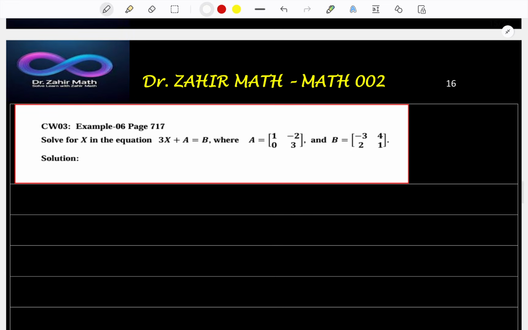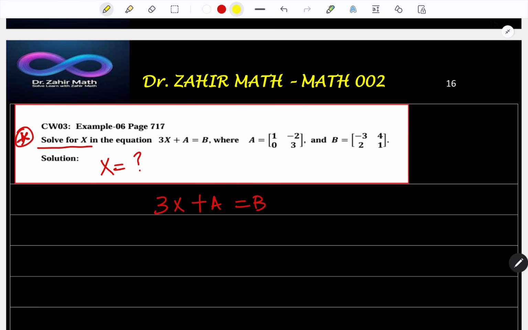Solve for x. Before, we did A plus B, A minus B, A times something like 3. We call it scalar multiplication. We did that. Now we are going to solve for x. This is a very important question. Keep in your mind, all the time they'll ask you to solve for x, right? So now what is the equation? 3x plus A is equal to B. So what you're going to do? Solve for x. It means you're going to find x is equal to question mark, right?